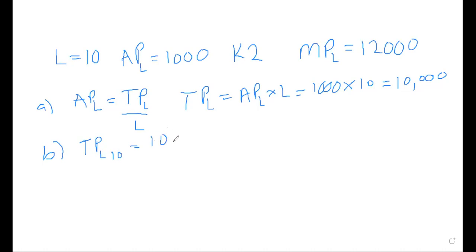So what is the total product for 11 laborers? Can somebody guess or compute? The total product for 11 laborers will be how many? 10,000 plus the addition that this new guy is bringing, 12,000 units. So how much do we have in total for the 11 guys? 22,000.